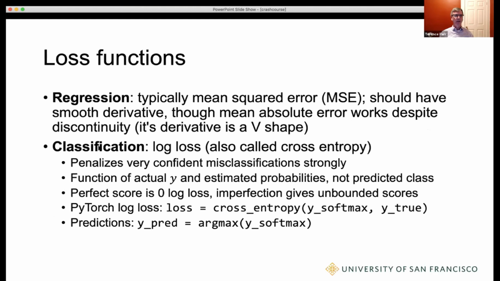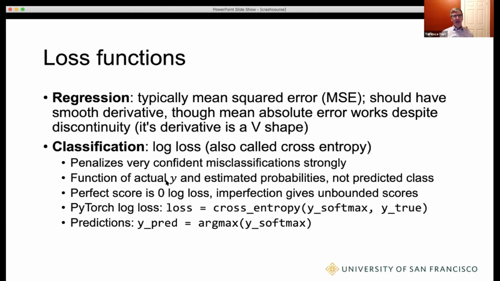Classification is a lot more complicated, at least thinking about the loss function. It's typically thought of as log loss, sometimes called cross entropy. But the idea is actually very simple. If you're very confident in a wrong answer, we penalize you. We hit you really hard with a big error, okay? If you get the wrong answer but you're not sure, you're kind of 50-50, we don't penalize you very much. But if you're really, really sure that it's a cat, not a dog, but you're wrong, then you get hit really hard. So that's the idea of log loss.